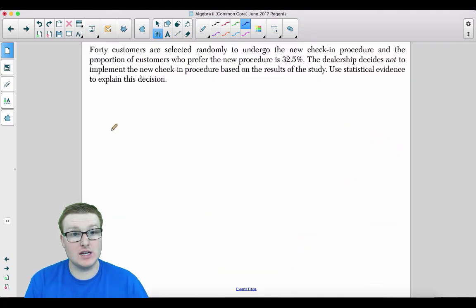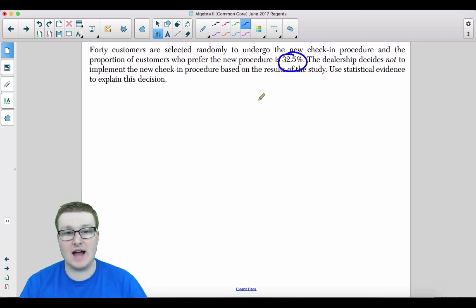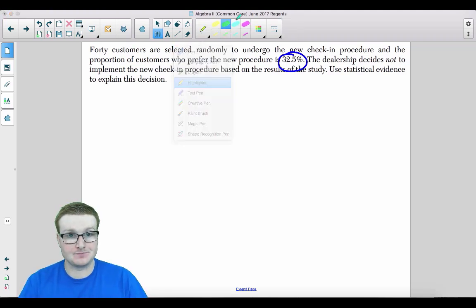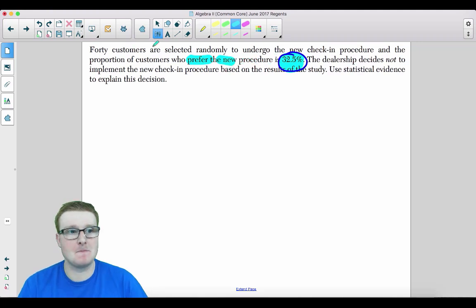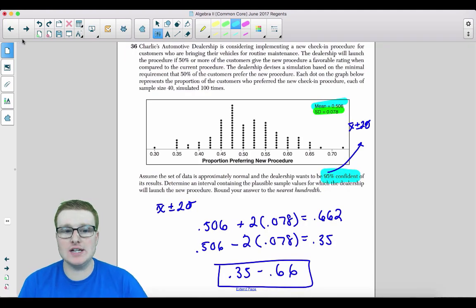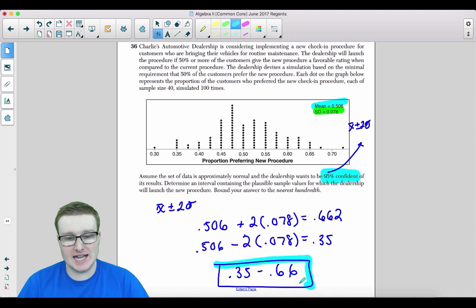Then the next part says 40 customers are selected randomly to undergo the new check-in procedure, and the proportion of customers who prefer the new procedure is 32.5%. The dealership decides not to implement the new check-in procedure based on the results of the study. Use statistical evidence to explain the decision. So here's what it's saying. It's saying that 32.5% prefer the new procedure. If you look back at your interval, it's from 35% to 66% of people who should like the new procedure.